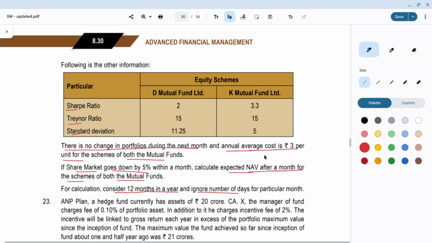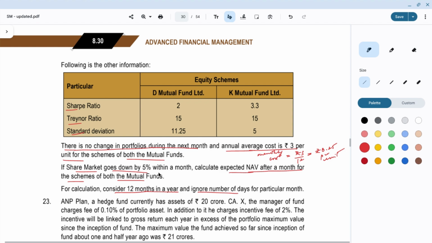If we want to find out expected NAV after 1 month, what would be the monthly cost? The monthly cost would be rupees 3 by 12, that is rupees 0.25 per unit, right? Okay. Also, see, it is given that for that particular month share market goes down by 5%, right?